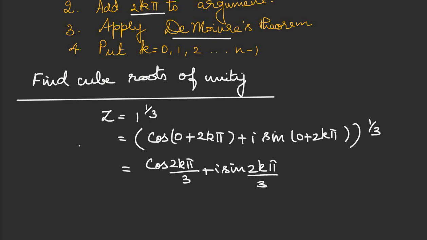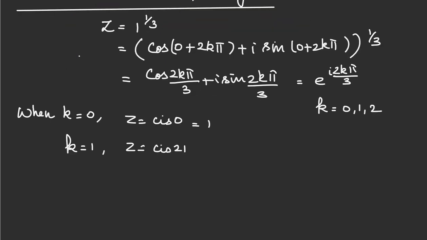Now giving the values, this is equal to e power i 2k pi by 3, writing it in Euler form. Applying the values for k equal to 0, 1 and 2, up to n minus 1. So n is 3 here, we give k equal to 0, 1, 2. Next, k equal to 1 gives cis 2 pi by 3, which is equal to minus 1 by 2 plus i root 3 by 2.